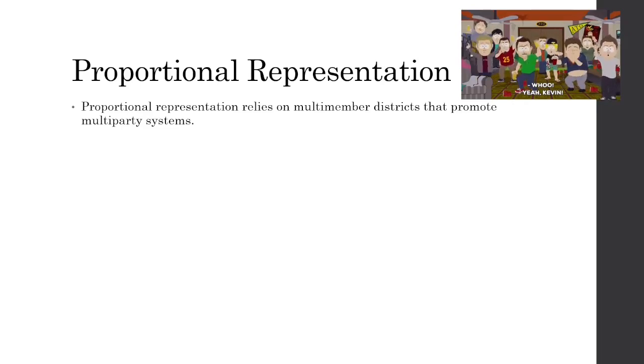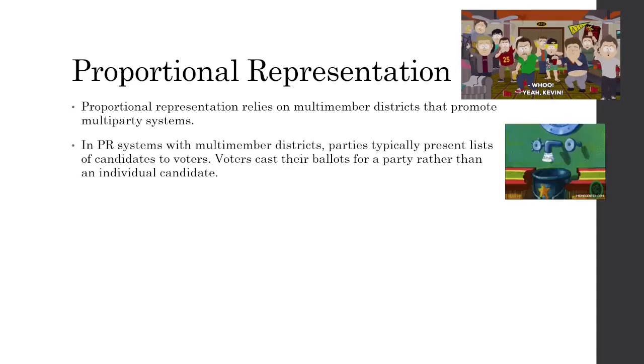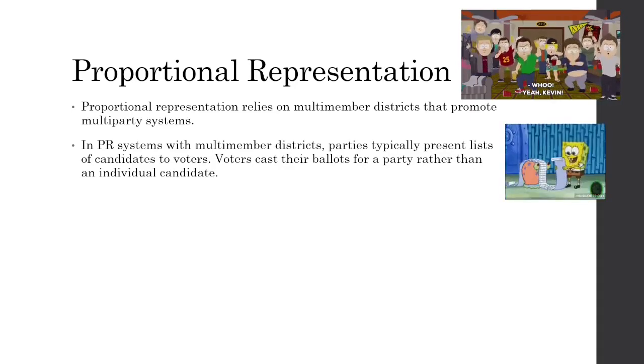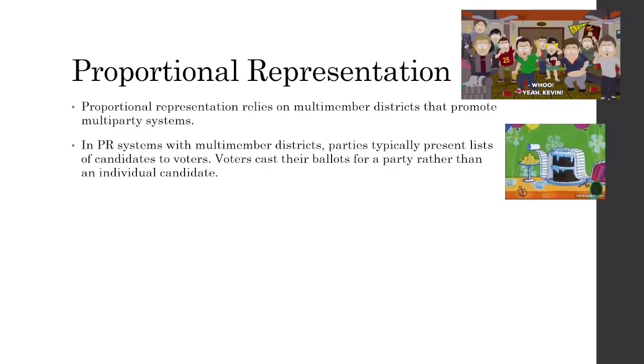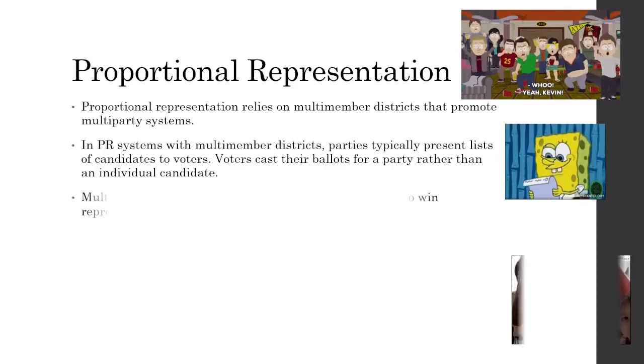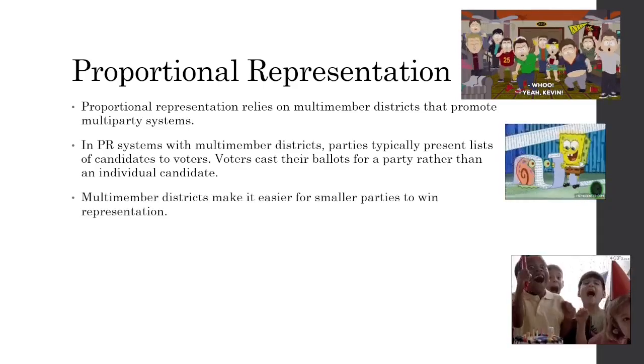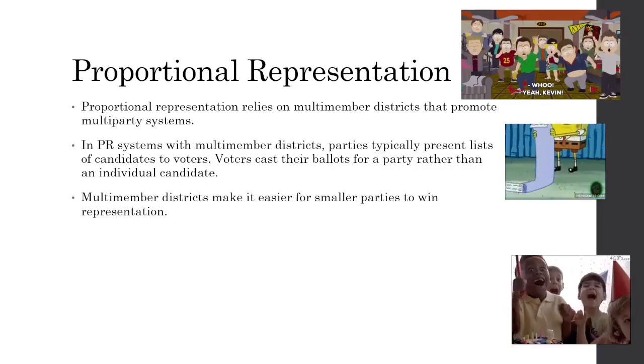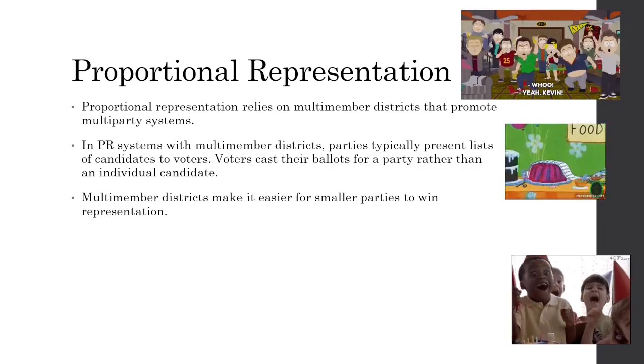And this promotes multi-party systems, of course. So in proportional representation systems with multi-member districts, parties typically present lists of candidates to voters. Voters cast their ballot for a party rather than an individual candidate. Multi-member districts can make it easier for smaller parties to win representation. They're not going to win most of the seats, but they're going to earn some here or there.